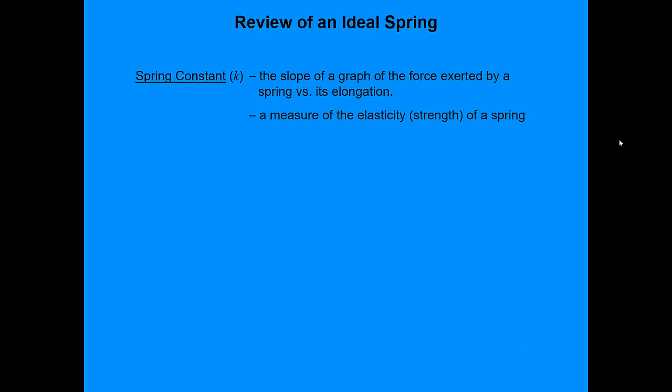Of course, we then defined the slope of a force exerted by a spring versus its elongation graph as the spring constant, denoted by a lowercase k in an equation. Plug that in. And that's a measure of how strong, or the elasticity of, the spring. Springs with greater spring constants are stronger springs. They exert more force for the same amount of stretch or compression. Plug that in, and we get that the force exerted by a spring is negative kx. Right? Negative spring constant times the elongation or compression.